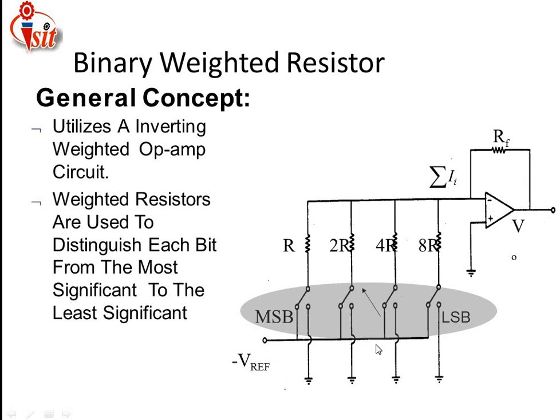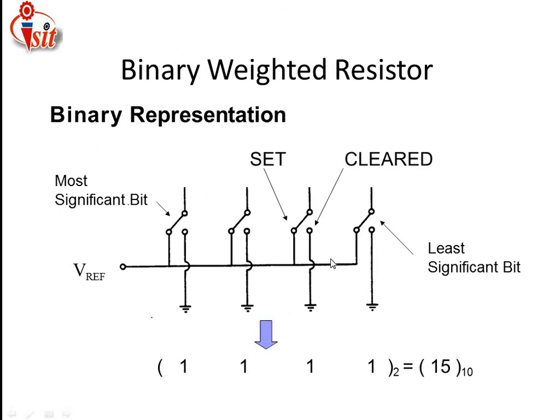The reference voltage is given as input to each resistor, and the resistor configuration is R, 2R, 4R, 8R, that is, R raised to n factor. Now the binary weighted resistor representation. Here we show the most significant bit, here the least significant bit, and the reference voltage is connected to each terminal.